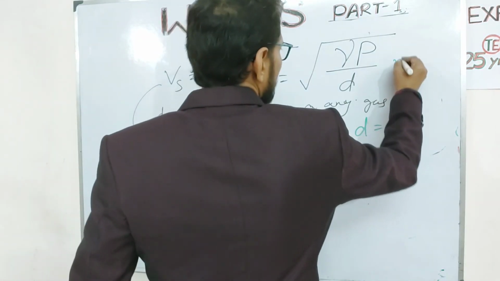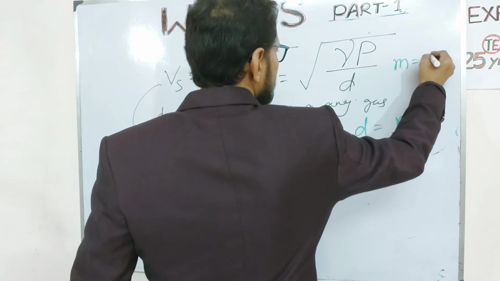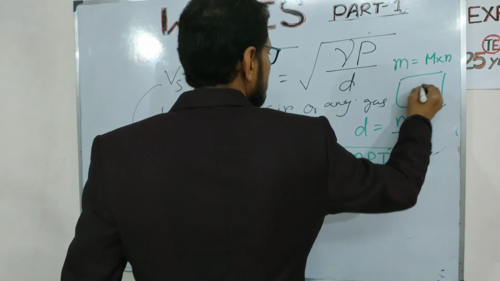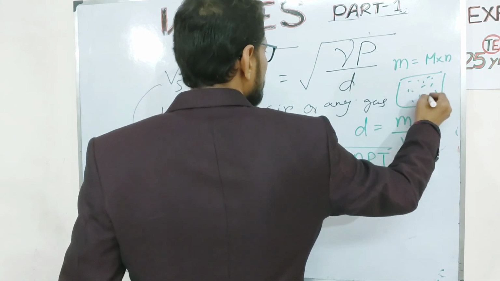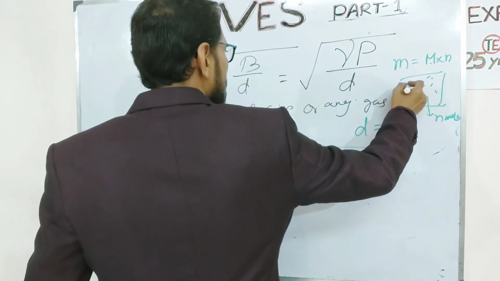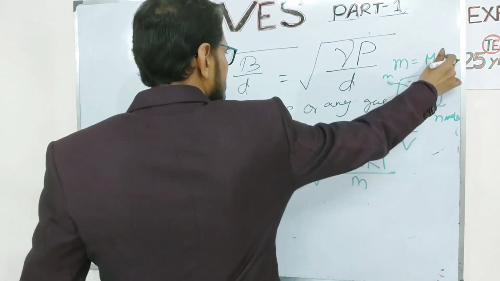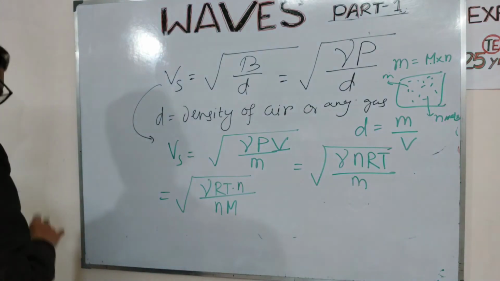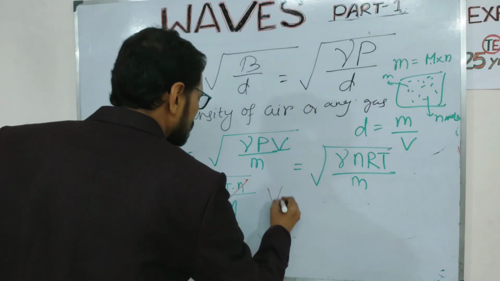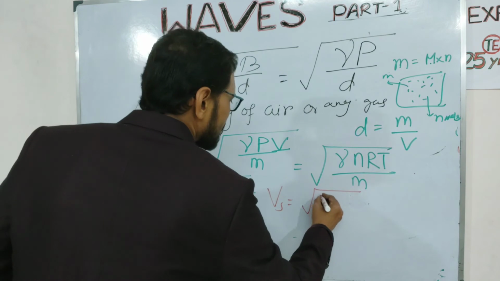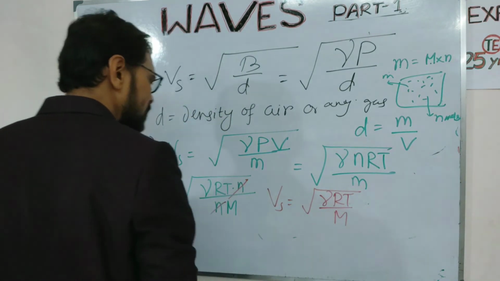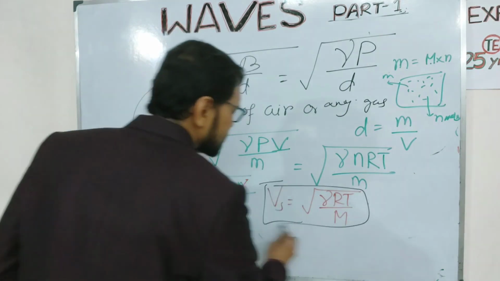We know the mass of any gas equals molecular weight into number of moles. If a gas contains n moles and its molecular weight is capital M, what is the mass of the gas? Number of moles into molecular weight, that is nM. V cancels. So the formula becomes Vs equal to root over gamma RT by M. So this is the formula of velocity of sound in any gas.